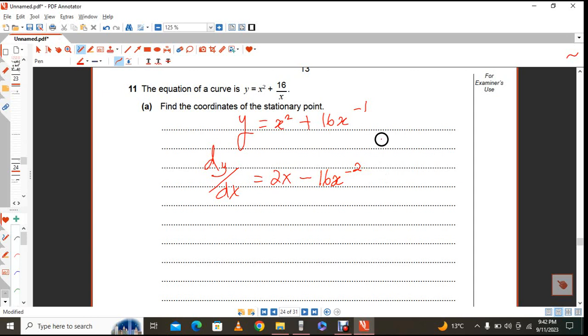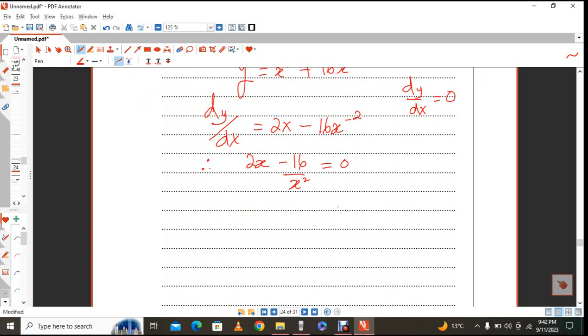Right, so what do we know about the stationary point? The stationary point implies that the gradient there should be equal to 0. Therefore, I have 2x minus 16 upon x squared should equal 0. That's basically what that means. And let's go ahead and solve that equation.